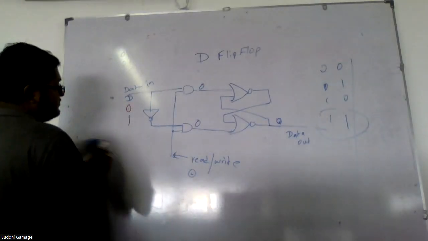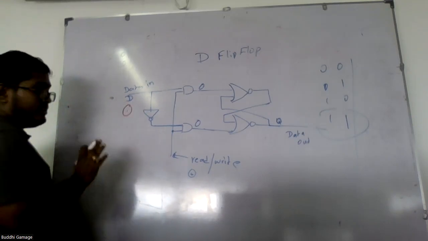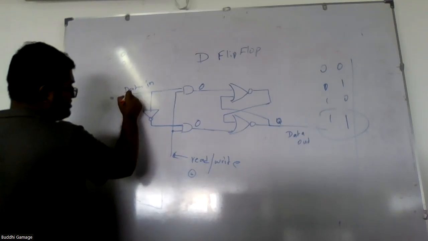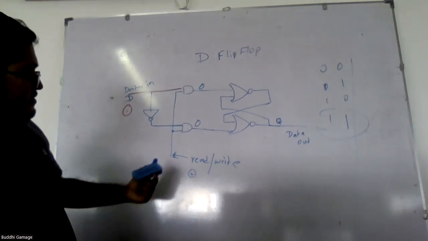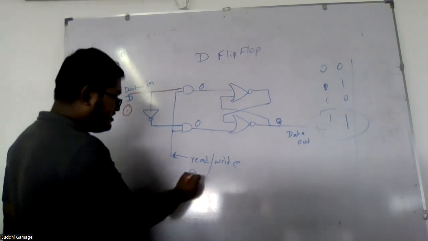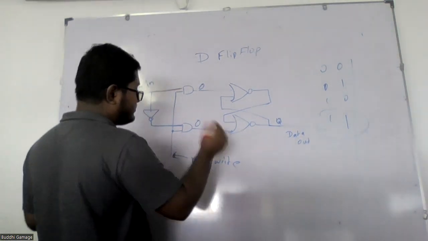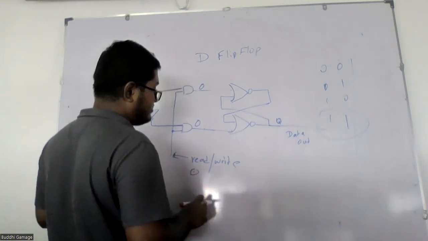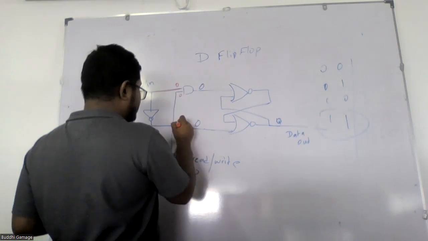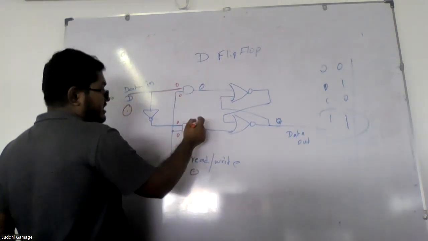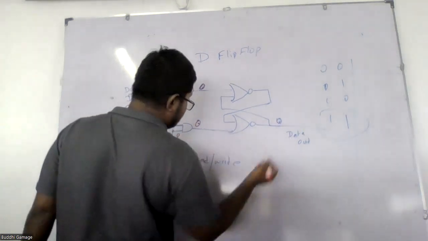So let's consider we want to store 0. That means this particular line is 0, right? As I mentioned, this is still 0, so the flip-flop is in the reading state. So 0 means this is also 0, and this is also 0. In the AND gate, the output will be 0. So it is in the no change state.